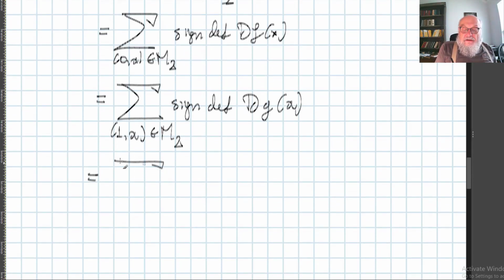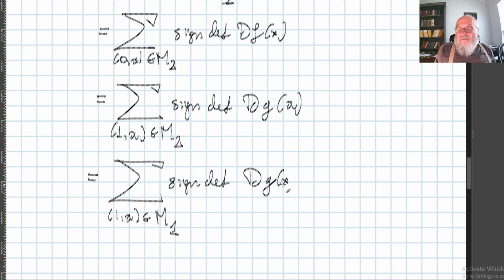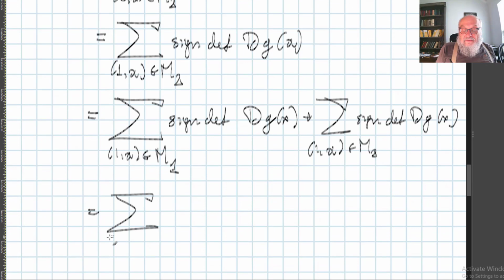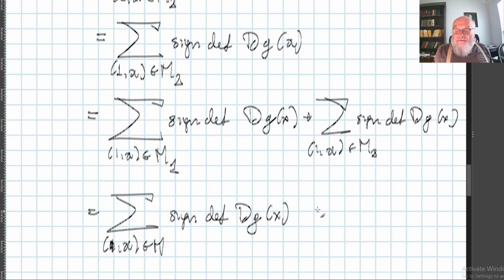And then, again, by the same argument as we did in the beginning of these equalities, we can write it down that the same as M1, those are the returning curves for t equals 1, signum determinant dg of x, plus 1x belongs to M2, signum determinant of dg of x, and of course that exactly leads to 1x belongs to M signum determinant of dg of x, which is nothing else than the sum over x belonging to the g minus 1 of 0 in omega, and the formula follows.